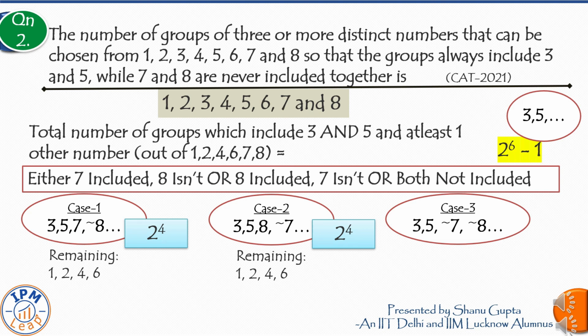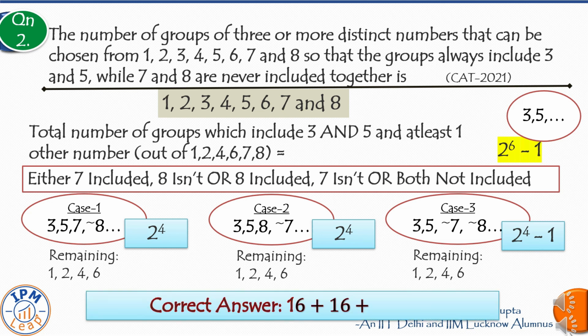And case 3. Do keep in mind that as of now, we have only 2 numbers in the group, the numbers 3 and 5. Out of the remaining 4 numbers, we need to select at least one more, which can be done in 2 raised to the power of 4 minus 1 ways. So our answer is a summation of these 3 cases, 16 plus 16 plus 15, which is equal to 47. That's it. We type in 47 as our answer.